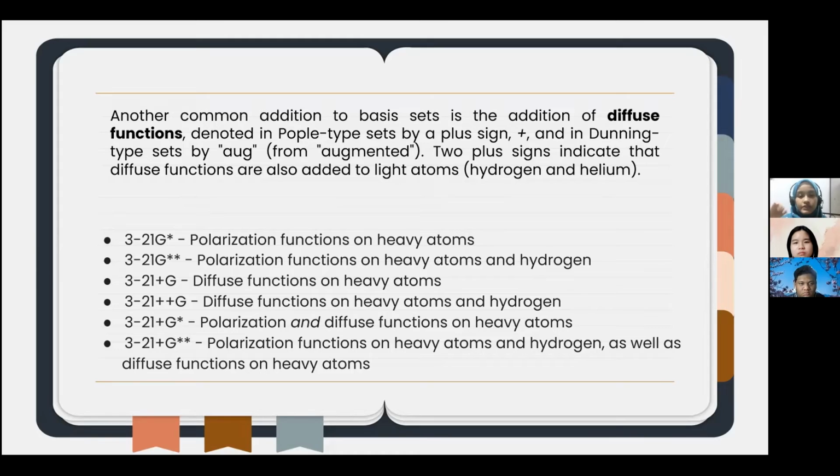Next we have the 3-21G*, which is the polarization, and 3-21G** is the polarization for heavy atoms and hydrogen. Now at the bottom we have the 3-21+G, which is the diffuse function for heavy atoms, and if there are two plus signs, it is the diffuse function for heavy atoms and hydrogen.